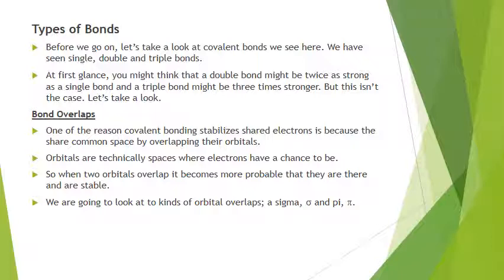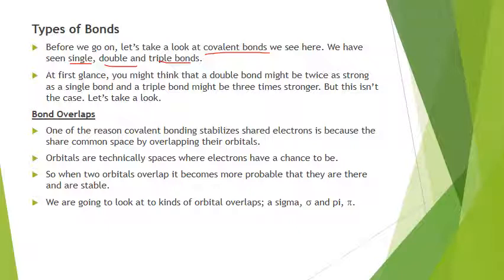Okay, now before we go on, and we'll be studying more of these structures, let's take a bigger look at covalent bonds. We have seen that there are single, double, and triple bonds. At first glance, you might think a double bond might be twice as strong as a single bond, and a triple bond might be 3 times stronger than a single bond. But this isn't the case. And so let's take a look at why.